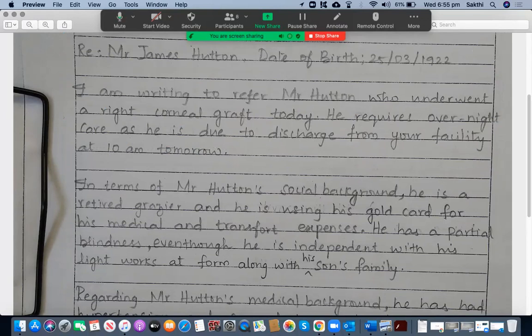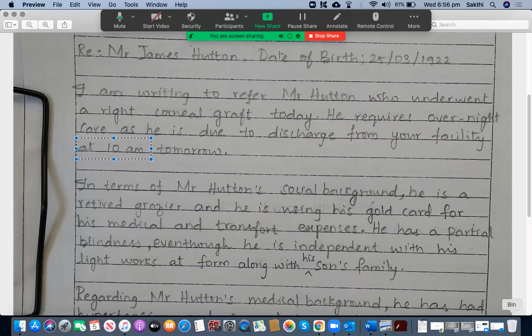tomorrow." Okay, "he's due to discharge." It should be "he's due to be discharged." Usually we need to use the third form of the verb: due to be discharged from your facility at 10 a.m. tomorrow. You don't need to mention this timing actually. You can just say he's due to be discharged from your facility tomorrow morning.